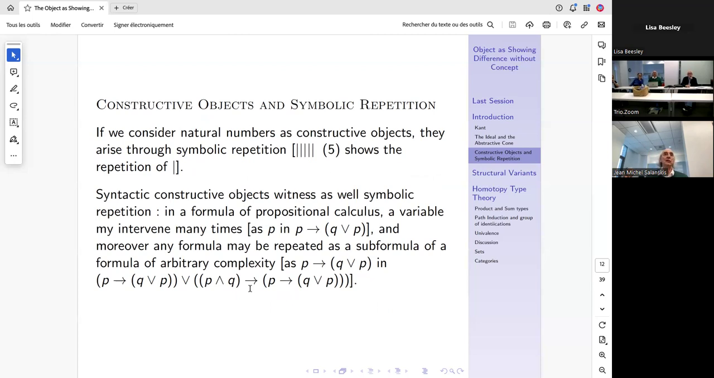So syntactic constructive objects, I took the example of formulas of propositional logic, they also show symbolic repetition because in a formula you can use as a resource a variable many times. For example, in the formula P entails Q or P, I used P twice. And I have other repetitions triggered by the construction tree of the formula. For example, I can repeat a subformula as many times as I want. Here is my example. I have the formula P entails Q or P, and it is repeated twice in this big formula: P and Q entails P entails Q or P. So here you have P entails Q or P twice.